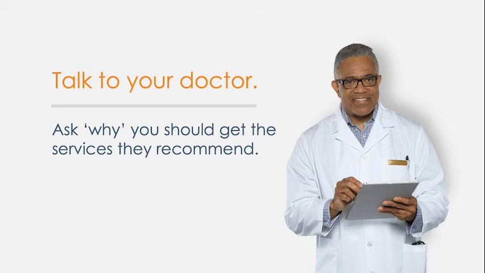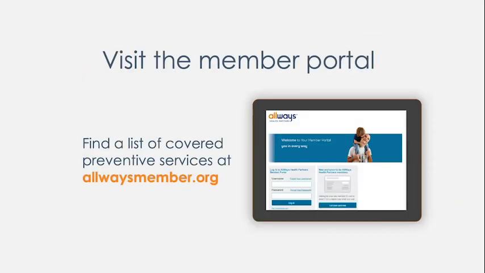When you need information about covered healthcare services and costs, you can find it on AllWays Health Partners' secure member portal, allwaysmember.org. After you log in, you can view a list of covered preventative services by clicking on the My Coverage menu, then the Medical page.